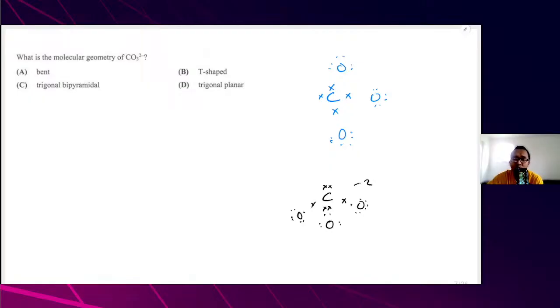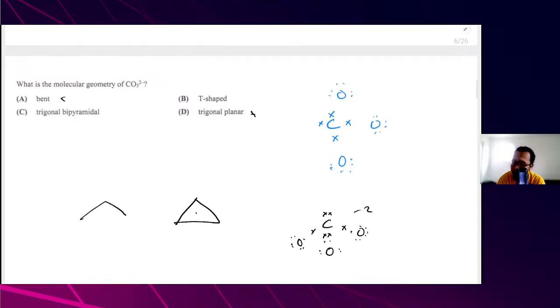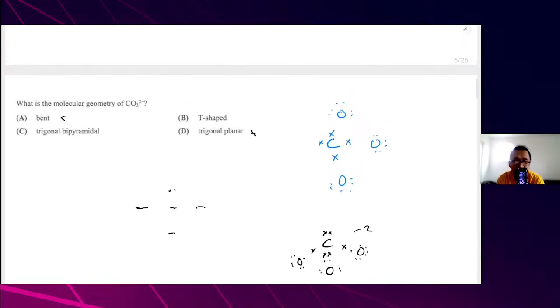Pent, no. Trigonal planar, no. Okay, pent is kind of like this, right? Trigonal planar is kind of like this. And then how about the T shape? T shape, kind of like a T. This, and then this. Might be, might be.